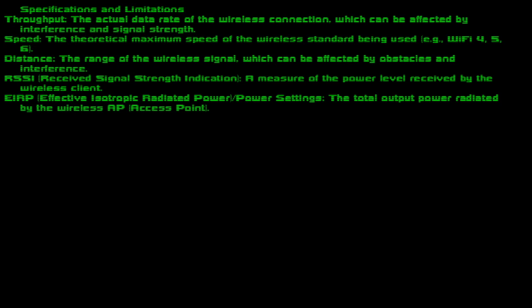RSSI, Received Signal Strength Indication. A measure of the power level received by the wireless client. EIRP, Effective Isotropic Radiated Power. Power settings. The total output power radiated by the wireless AP, access point.